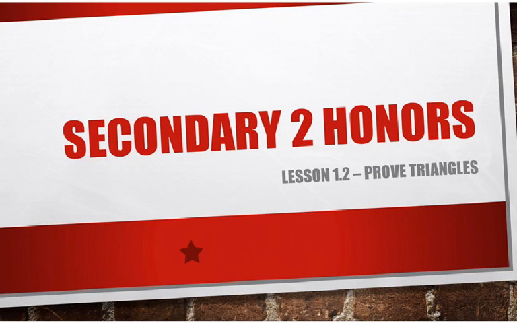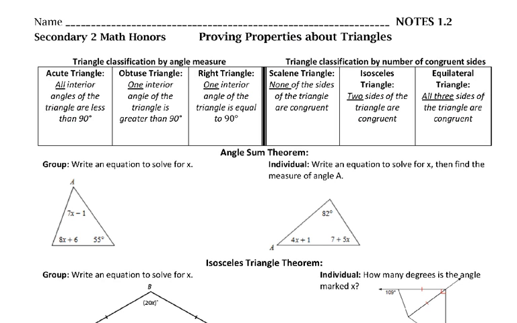This is lesson 1.2 for Secondary 2 Honors, and we are going to be proving properties about triangles today. So we're going to start by talking about things that we know about triangles and some definitions, and then we're going to set about proving some things about triangles. So at the top of your notes, you see that we have some different ways to classify triangles.